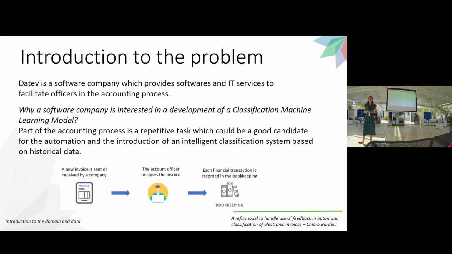So this is a very, very simple scheme. Basically, we have an invoice, which is a document in an XML format, and we have some description and text inside this invoice. Now there is an officer that analyzes the invoice and decides the best code that describes the economic nature of the transactions contained in the invoice. And these codes are part of the bookkeeping journal, which is the registration of all the transactions of the company.